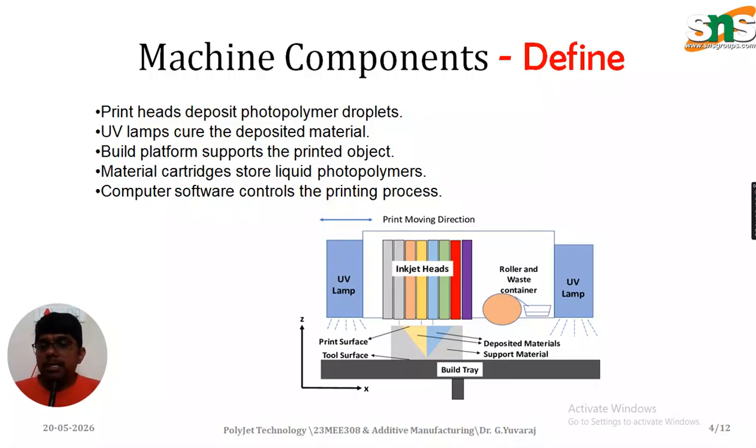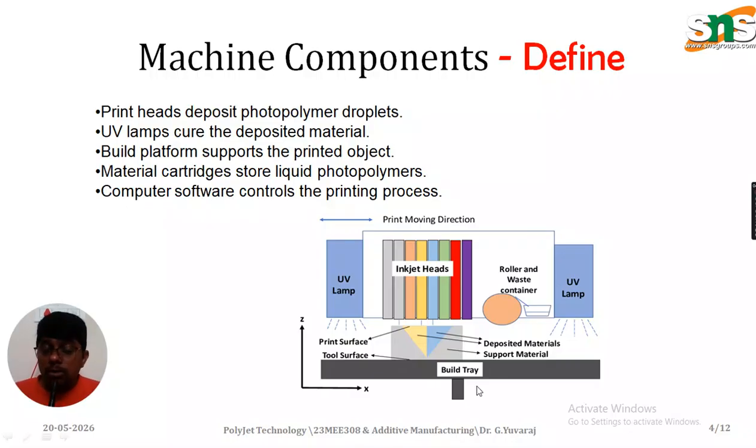Now the machine components. The print heads deposit the photopolymer droplets. The UV lamp helps to cure the deposited material, either in a fraction of the time or over an extended time, according to the requirement. The build platform supports the printed object, and the material cartridges store the liquid photopolymers. Computer software controls the entire process.